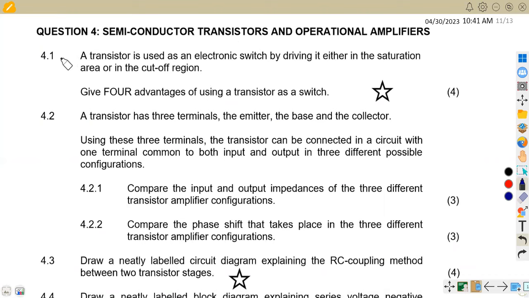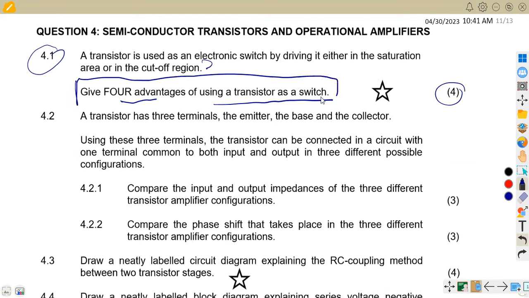So the first part on 4.1, a transistor is used as an electronic switch by driving it either in the saturation area or in the cutoff region. Give 4 advantages of using a transistor as a switch. So this whole explanation is not of importance. The question is to give advantages of transistor as a switch. What are the benefits? That is the advantages.